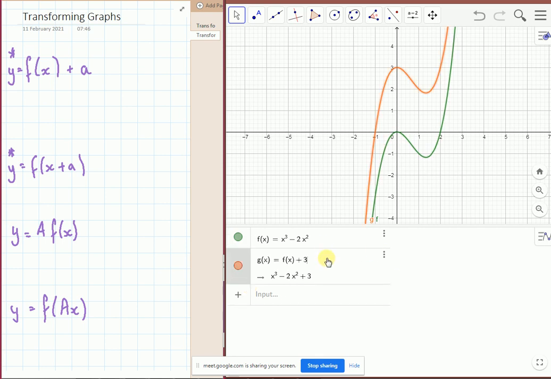So if we start with a basic function and we add a number to it, so f of x, and I try adding 2 to it. Oh, I don't know why the orange one's still there. That's it. F of x add 2.